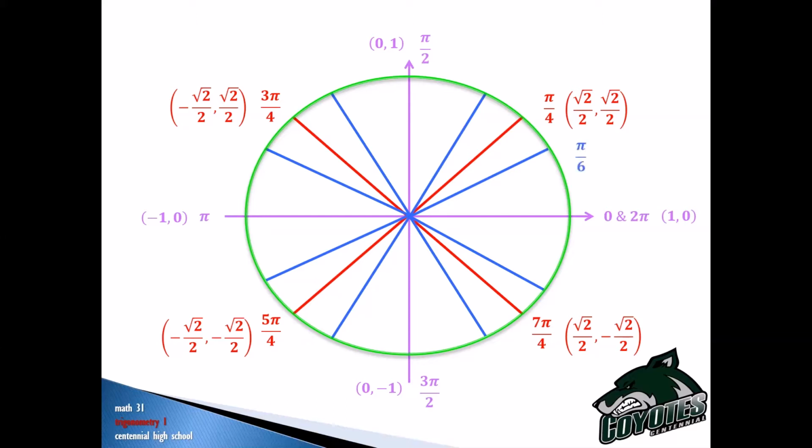So 2 pi over 6 reduces to pi over 3. 3 pi over 6 reduces to pi over 2. 4 pi over 6 reduces to 2 pi over 3. 5 pi over 6 doesn't reduce. 6 pi over 6 reduces to pi. 7 pi over 6 doesn't reduce. 8 pi over 6 reduces to 4 pi over 3. 9 pi over 6 reduces to 3 pi over 2. And then 10 pi over 6 reduces to 5 pi over 3, and 11 pi over 6 doesn't reduce, okay? Then the coordinate pairs, again, we get the coordinate pair by creating a special triangle.